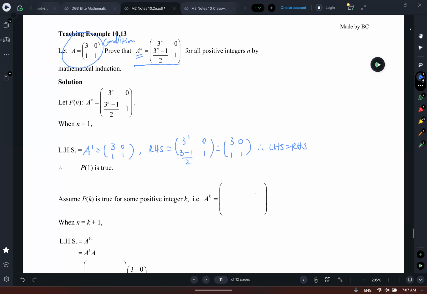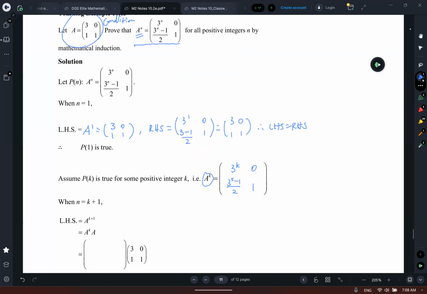Now, usually it's simple to verify the first statement. Now, we have an assumption. Assume that P of k is true for some positive integer k. That is to say that the left-hand side and right-hand side are equal. You have to write it out once: A to the power k equals 3 to the k, 0, (3 to the k minus 1) divided by 2, 1. Now, after this assumption, we will verify the next statement when n equals k plus 1.